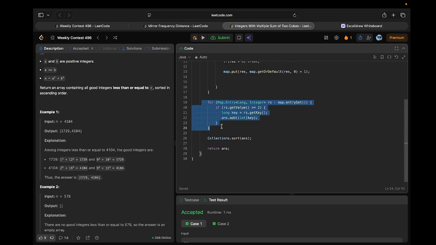After that, I'm iterating over my map and checking if it is okay, then I'm storing it in my answer. After that I'm sorting my answer because they want it sorted, and returning it. So this is what we have to do.